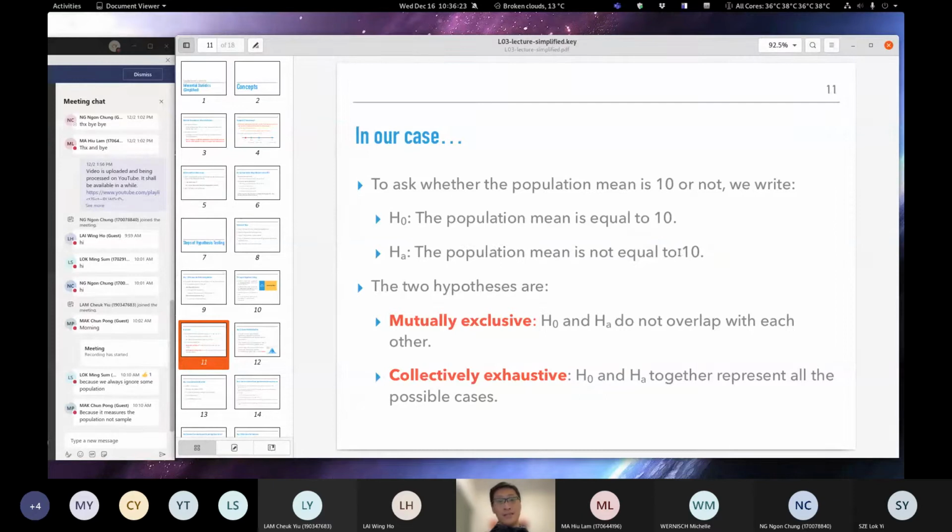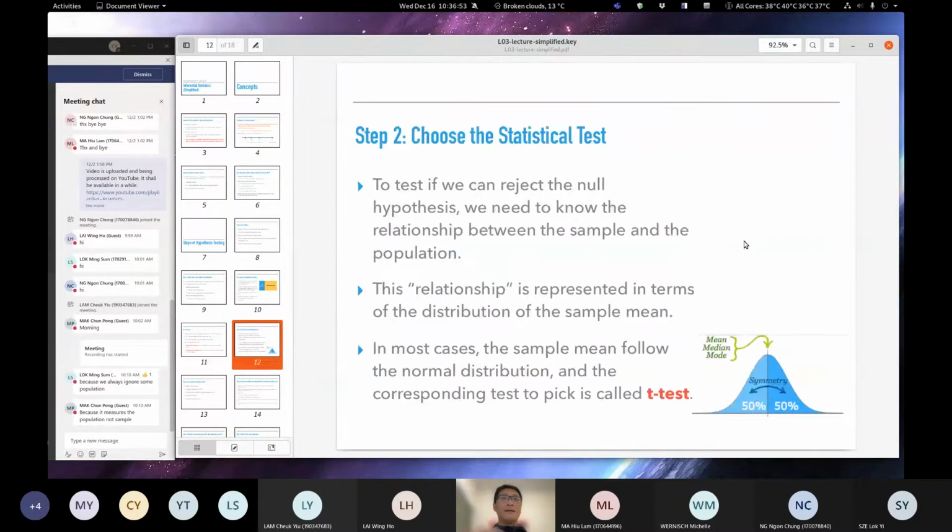And of course, you can also use symbols to present this. The symbol for the population mean is the Greek letter mu. So mathematically, you can say that mu is equal to 10 or mu is not equal to 10. These two hypotheses are mutually exclusive because they do not overlap with each other. And they are also collectively exhaustive because these two cases together represent all the possible cases. Okay, so that is step one.